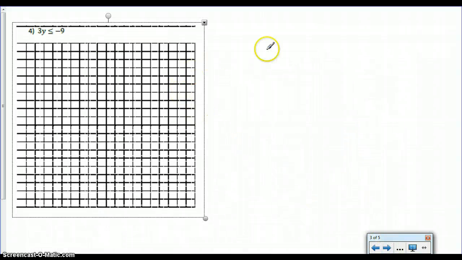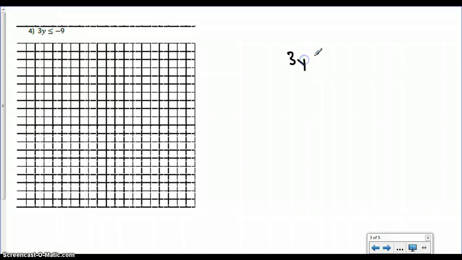So let's look at this one. Well, I have 3y is less than or equal to negative 9. So I want to get y by itself, so we're going to divide both sides by 3. So I got y is less than or equal to negative 3. So what's going to happen is we're going to draw the line.